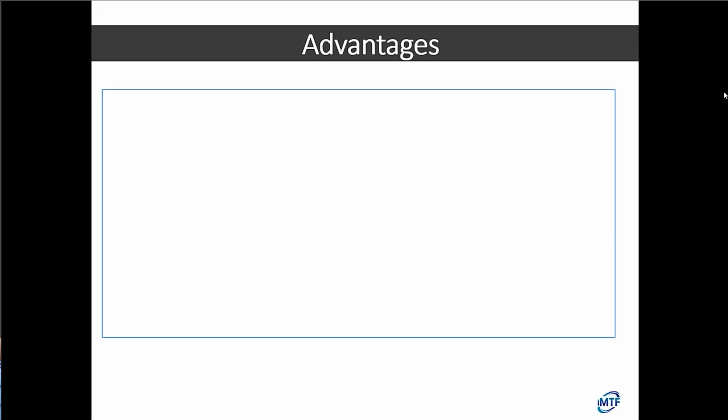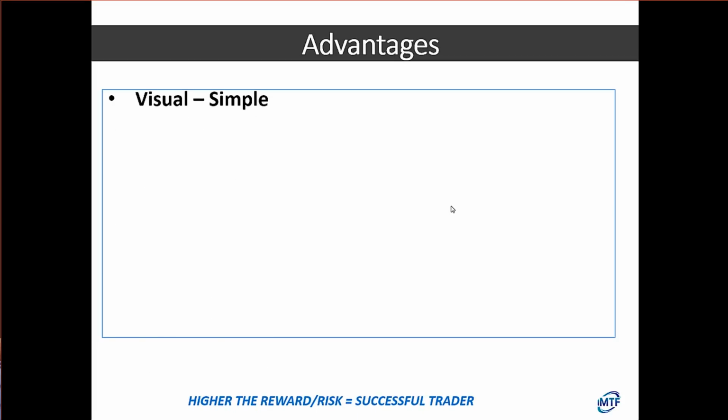So let's begin the journey for advantages. The very first advantage it has is that it's a visual based system. It's very simple. There are not many elements on there. It's not going to be cluttered by indicators at all. Believe it or not, you have everything within the Ichimoku system to a point where you do not need any other indicators at all.